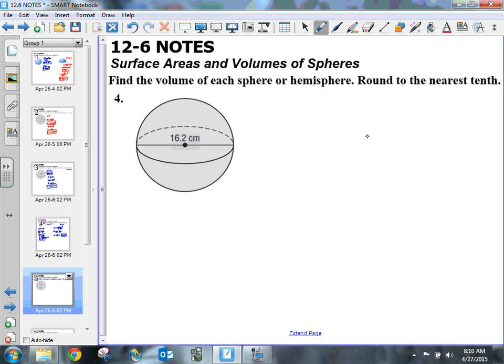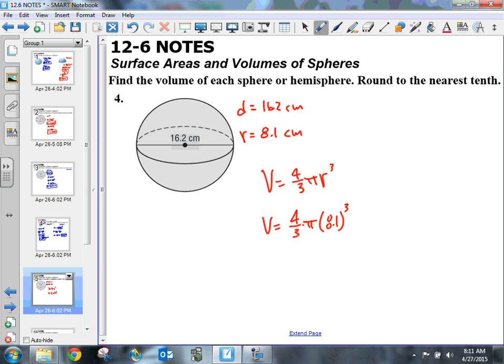Last three should go fairly quickly. Now here we're given that the diameter is equal to 16.2 centimeters. If I'm trying to find the volume, I need to get my radius. So my radius is equal to 8.1 centimeters. Okay, so my volume equals 4/3 pi times radius cubed. So I'm just going to plug in 8.1 into my radius, and so I get volume is 4/3 times pi times 8.1 cubed.